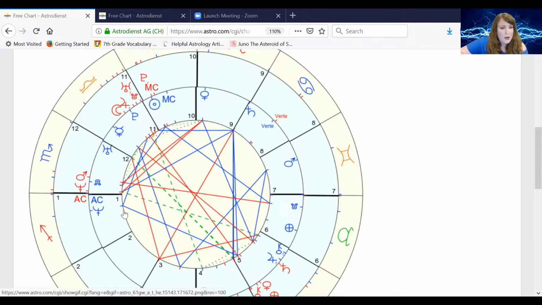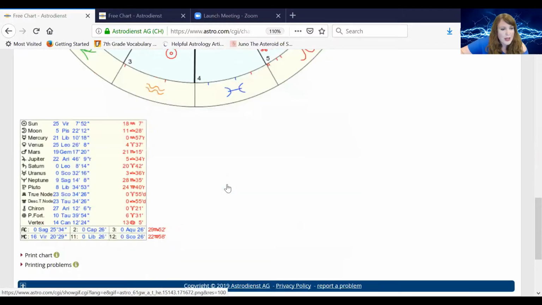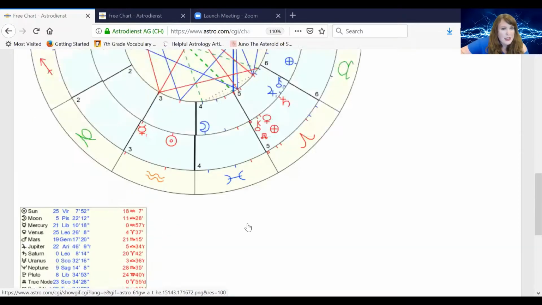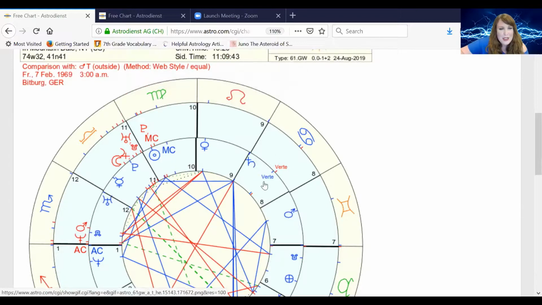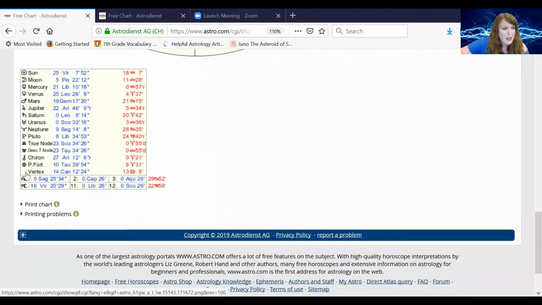Anyway, so here we have the blue person in the blue, red person here on the outside. Down here we have the degrees, and here is this gorgeous vertex conjunction. Now, how do we know it's conjunct? Well, if you go down here to the box, the very last thing here is vertex. And so the blue person's vertex is at 14 degrees of Cancer. This means 14 degrees, 12 minutes, and 24 seconds. But really, we only need this first number. The red person's vertex is at 13 degrees of Cancer. So this is a very close conjunction. Now, a conjunction means they are on top of each other.